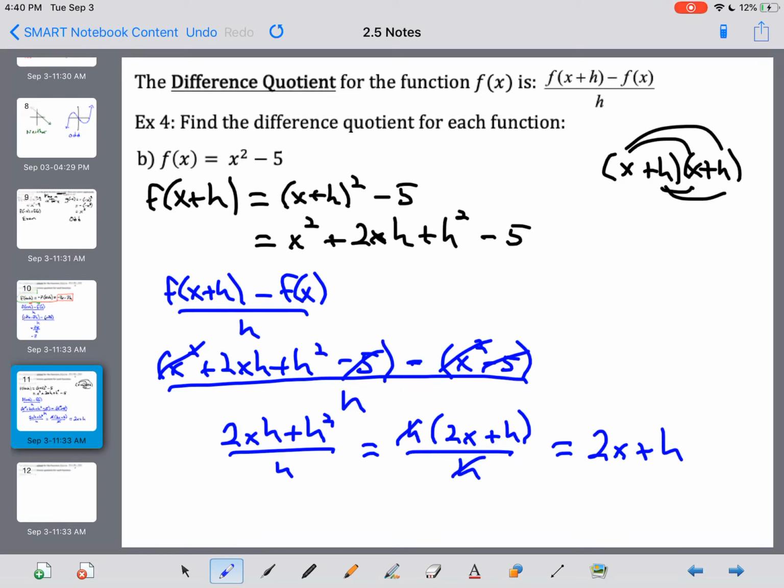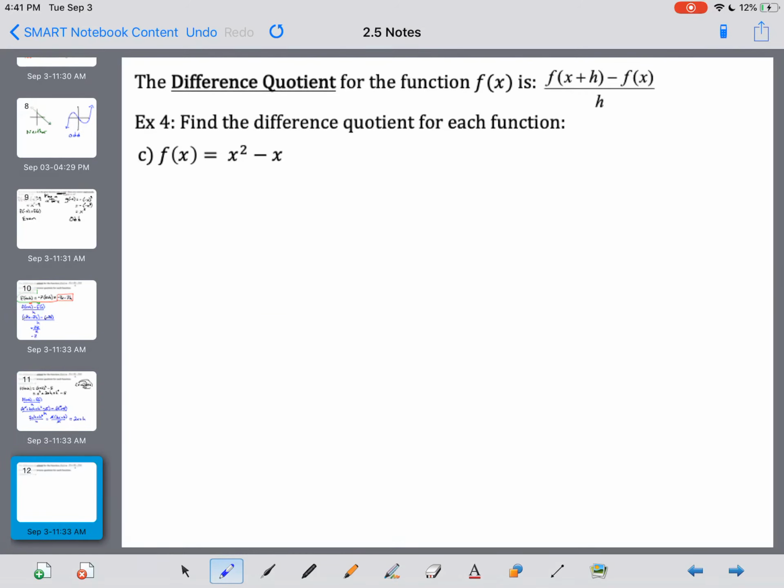Okay? So again, evaluate f of x plus h, and then plug that into the difference quotient, which is f of x plus h minus f of x over h. Some things should cancel out. And then at the end, we should eventually be able to get rid of that h in the denominator. Okay, but we have to be careful with our canceling. Remember, we can only cancel things that are being multiplied. So I want you guys to take a couple of minutes here and try this last one.